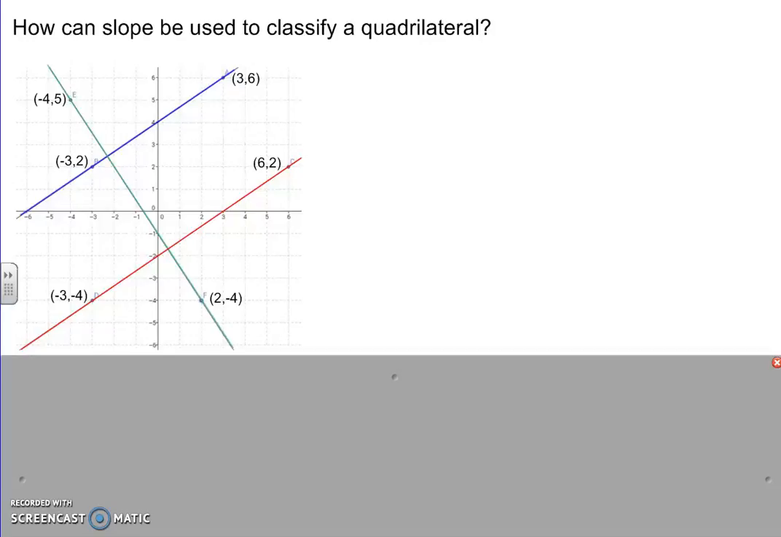Hi, and welcome back. So in this lesson, we're going to look at what evidence we need in order to prove what type of quadrilateral we have given 4 coordinate points. So let's start with slope. The slope formula, if you recall, is the change of y divided by the change of x. More commonly, the rise over run.